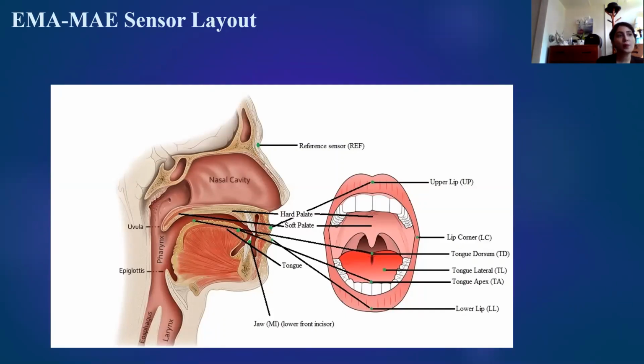For each individual speaker, about 45 minutes of acoustic and articulatory data were collected, including word, sentence, and paragraph-level speech samples. The articulatory sensors are the reference sensors, represented by REF, the jaw sensor at the lower middle incisor, which we represent by MI, lower lip, upper lip, tongue dorsum, and tongue apex, or TA, all placed in the mid-sagittal plane, which is represented in the left side picture. There are also 2 lateral sensors: the lateral lip sensor at the left corner of the mouth to help indicate lip rounding, and the lateral tongue, or LT, sensor at the left central midpoint of the tongue body.